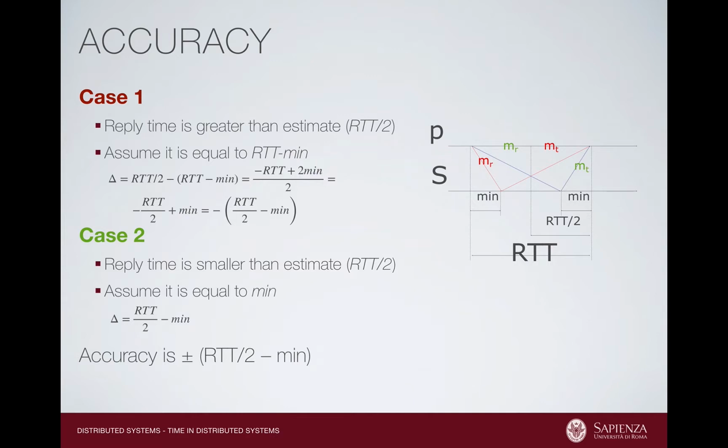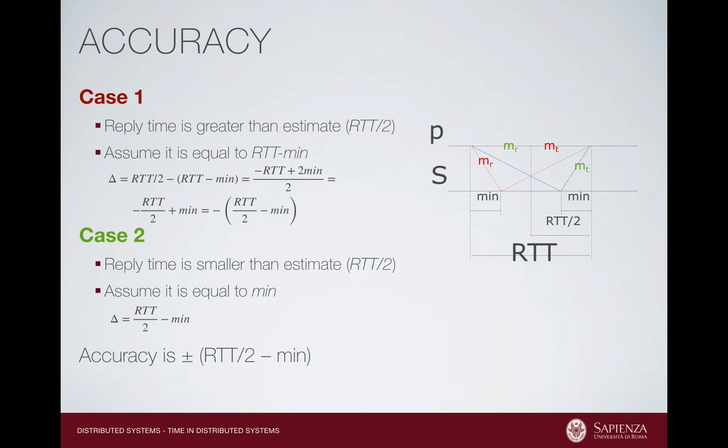And this means that there is an error, and this error that you make is that your clock is slower than expected and will be offset by minus round trip time over 2 minus minimum delay with respect to the real clock.